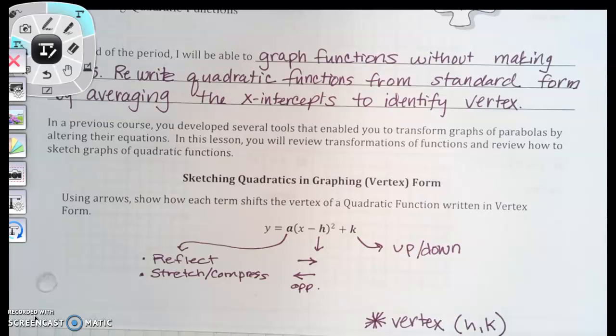The a's special job is going to either keep it the same or reflect it down, meaning if it's negative, your parabola is going to open down, and it's going to stretch it or compress it. If it's just a 1, it stays. It doesn't stretch or compress. Okay?